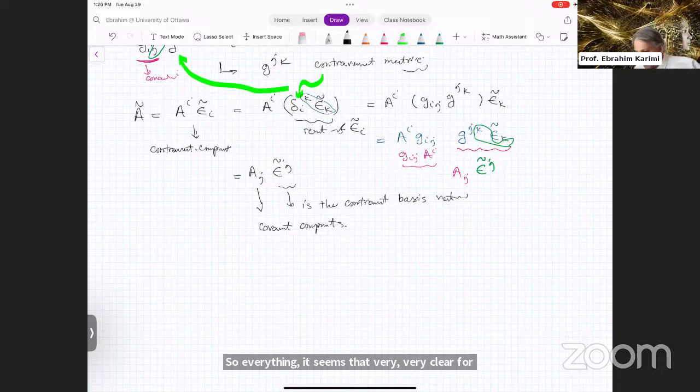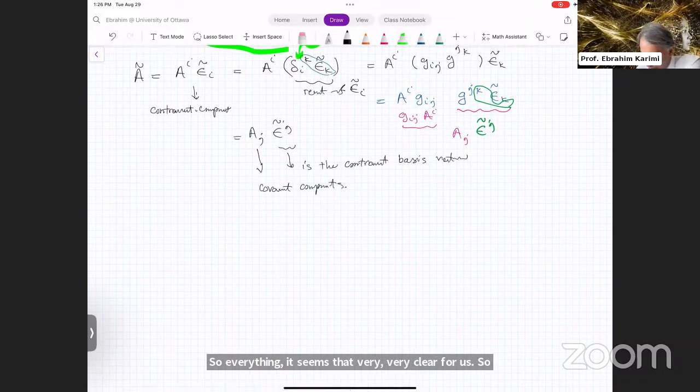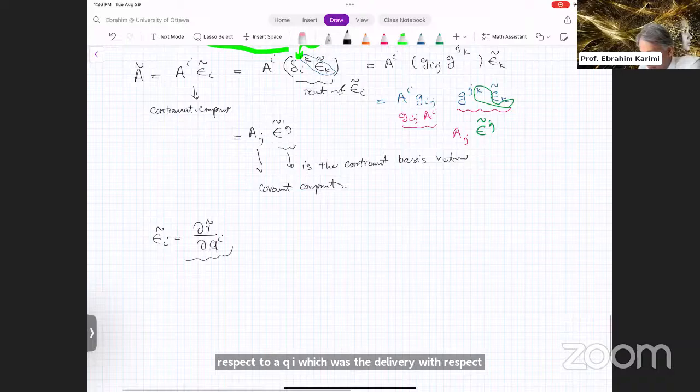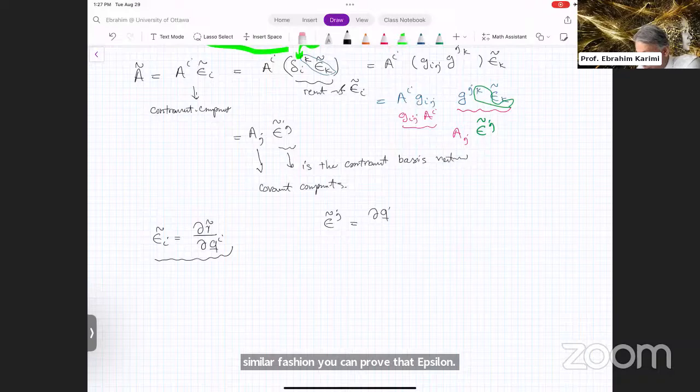So remember again that we started from this point that epsilon I was the derivative of R with respect to Q^I, which was the derivative with respect to the contravariant parameter. And in a similar fashion, you can prove that epsilon^J is the derivative of Q^J with respect to R, okay?